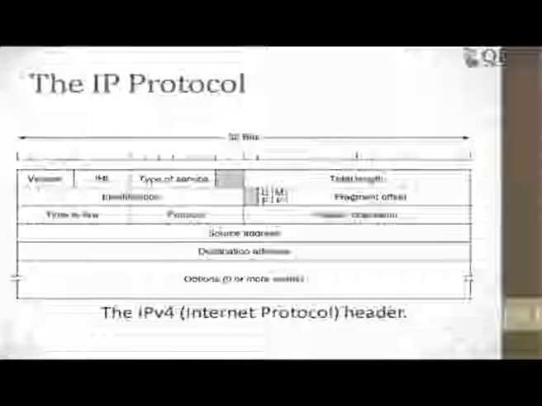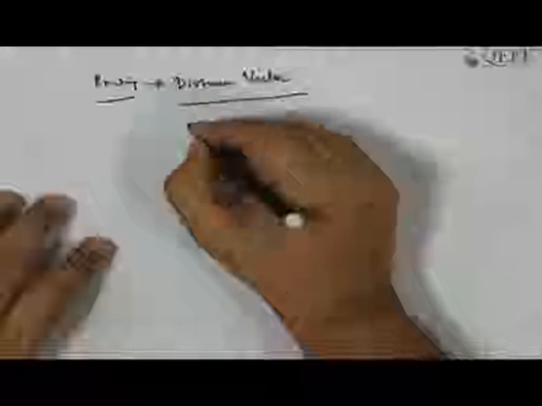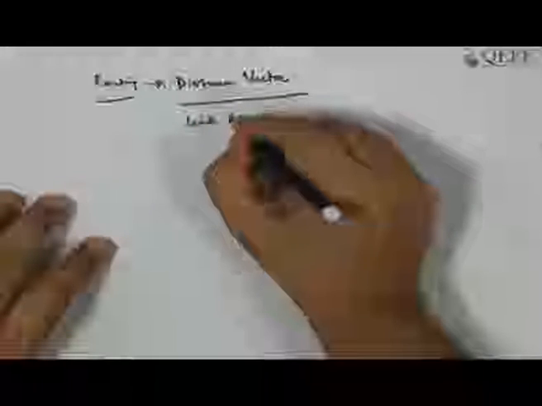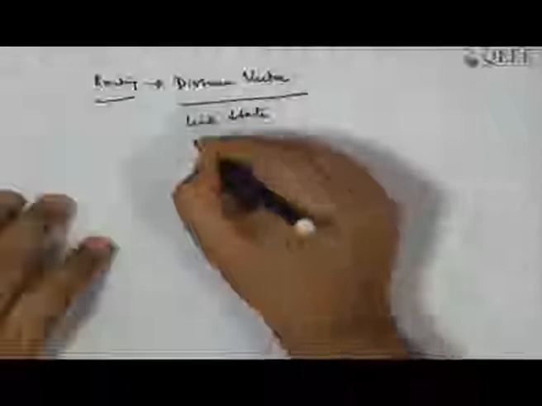We start with the routing protocol. I guess in the last class we talked about various sorts of routing, like distance vector routing, then link state routing, hierarchical routing. I think we talked about all these sorts of routing schemes.